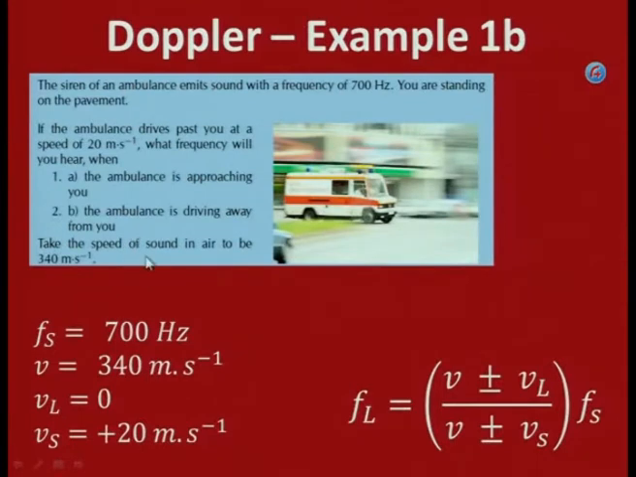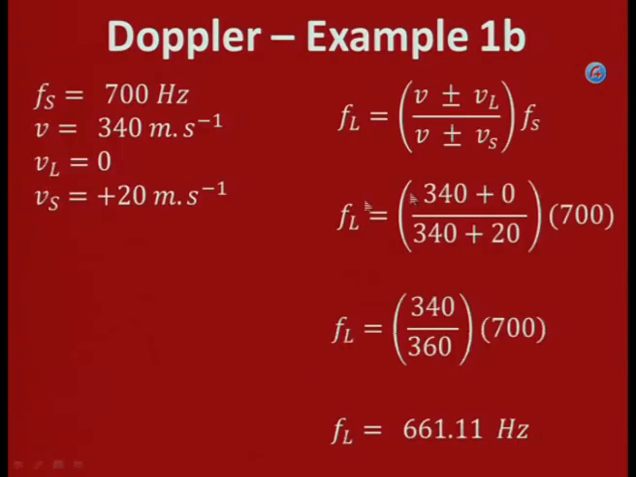For the second part of this question, the ambulance is driving away from you. So all the information given is still the same, but now your sign of Vs is changing. Vs should now be positive if you look at your table again, because the ambulance is now driving away from you. So if we put the values in the equation, you have a positive 20 here.